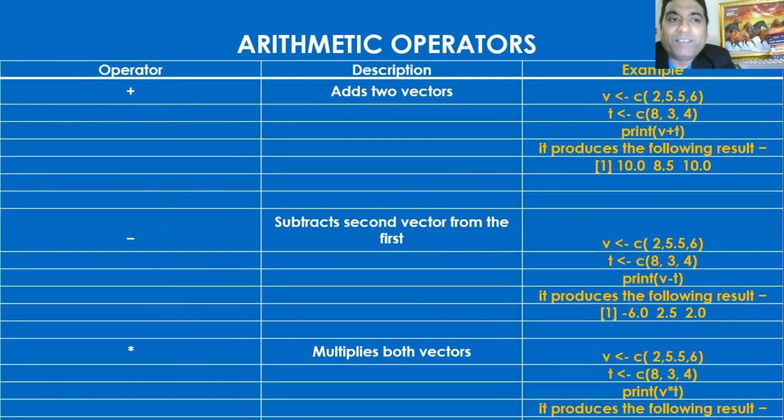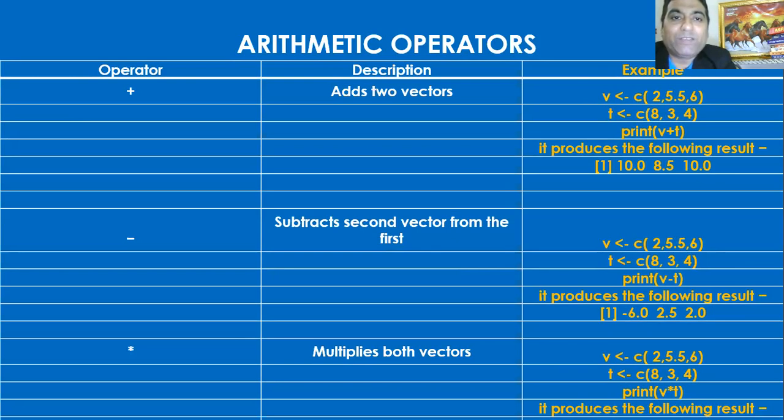So the first is plus. Like in mathematics, we use 2 plus 3 equal to 5. With minus, suppose we write 5 minus 2 equal to 3. The same way in R also it is used. We can assign, suppose, a equal to 5 and b equal to 3, and c equal to a plus b, and print the value of c. It will give 5.